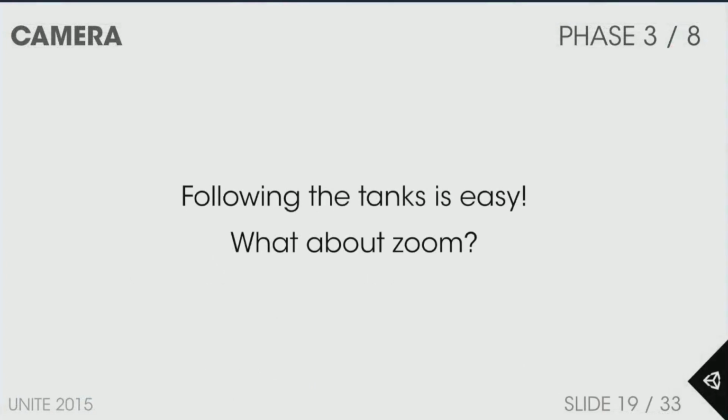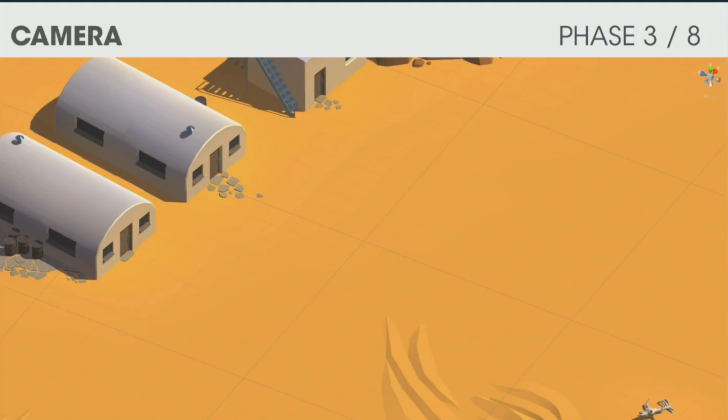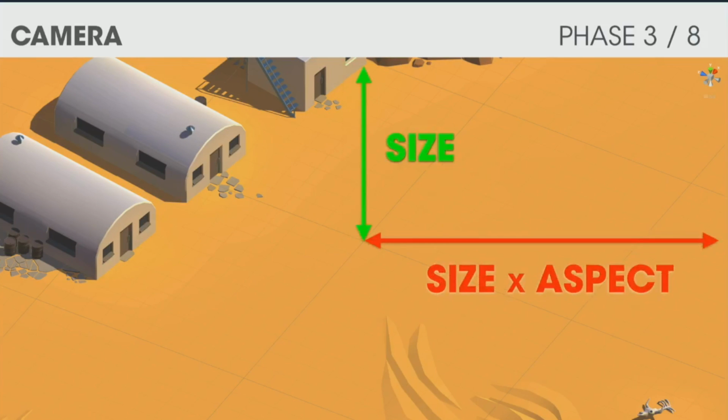Okay, so let's talk about zooming. So following the tanks is easy. It's just taking the average of 2 positions and you've got 1 in the center. So what about zooming? So this is our typical kind of camera view. It's what the camera looks like at the start and what we've designed so far. So what do we know? Well, we know that the height from the center is the size, and we know that the size is what we use to zoom. And we know that the distance from the center to the right-hand edge is that size value multiplied by the aspect. So we gave you an example of aspect earlier, which was that 16 by 9.